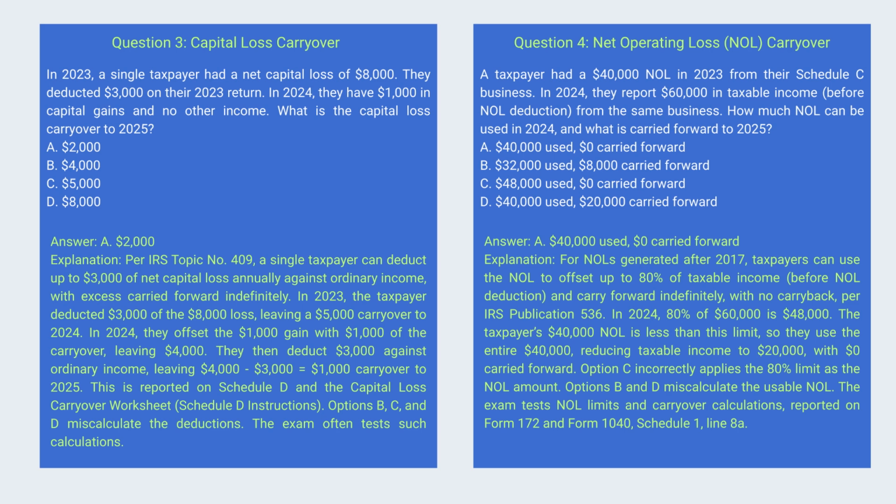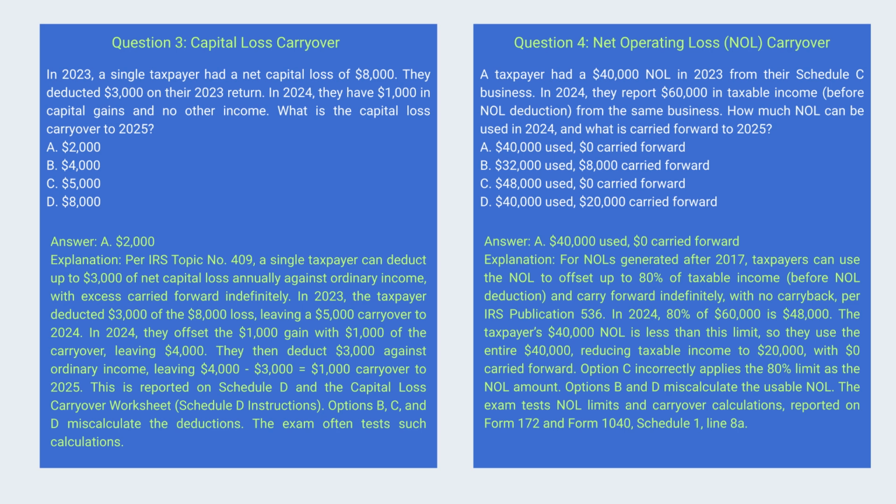Option A. $40,000 used, $0 carried forward. Option B. $32,000 used, $8,000 carried forward. Option C. $48,000 used, $0 carried forward. Option D. $40,000 used, $20,000 carried forward. Correct answer is option A. $40,000 used, $0 carried forward.